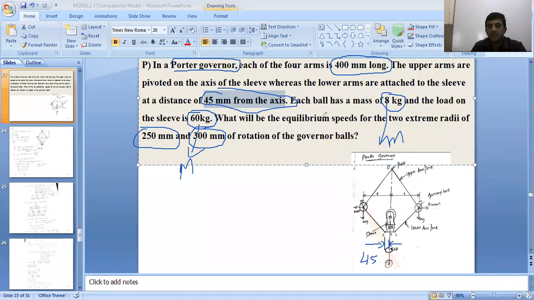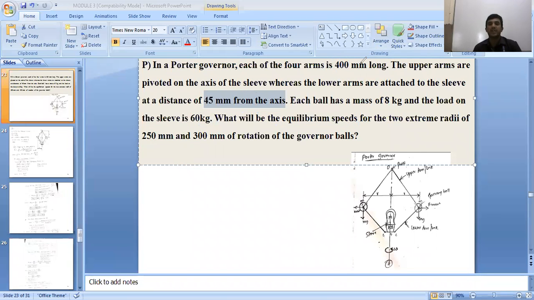The rotation of the governor. Our aim is to determine what the equilibrium speeds will be. Equilibrium speed means what we are going to determine? N. You are going to determine N. This is our aim. Read the problem once or twice. Now write the given data and the corresponding diagram.